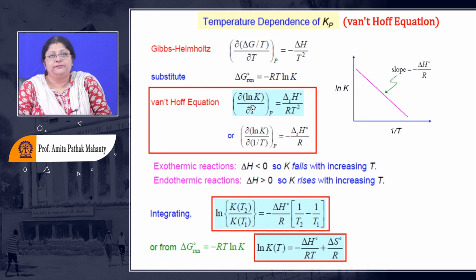The Van 't Hoff equation gives you the relation between the temperature and the equilibrium constant, or we can say the equilibrium constant and the enthalpy. So if you are writing it, the differentiation of ln K with respect to temperature at constant pressure will be equal to the standard enthalpy of reaction by RT square. And this is a standard reaction which we usually ask you to do.